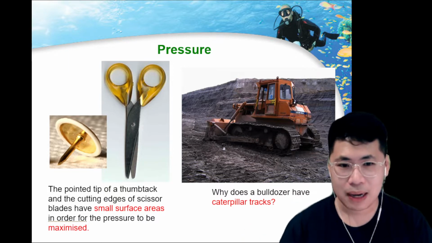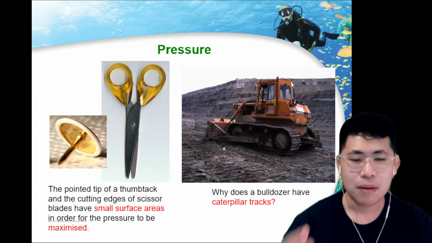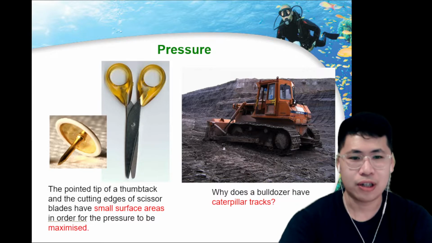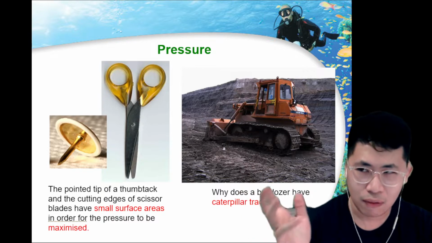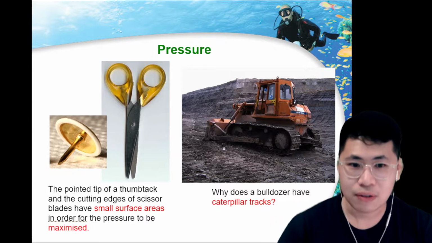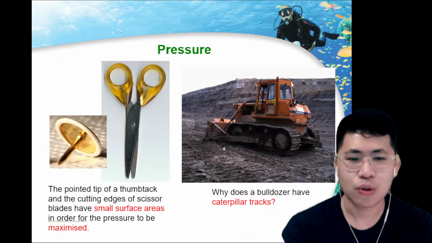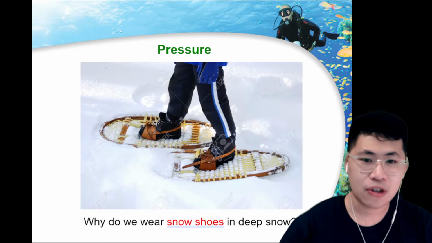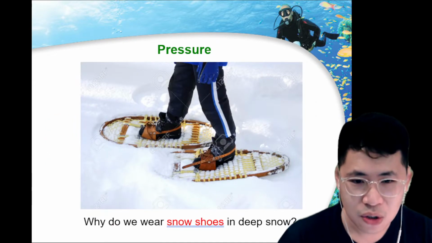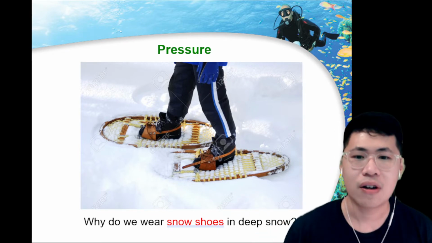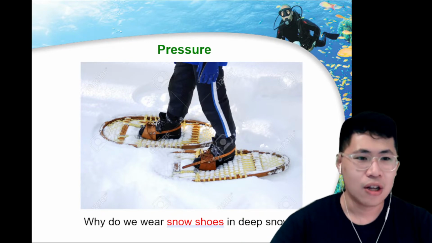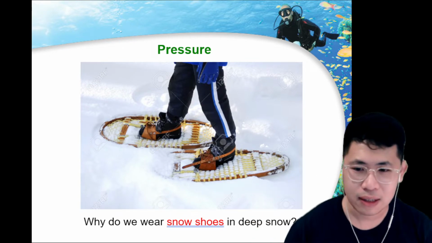In a similar manner, the bulldozer: why does it have caterpillar tracks? Because of the wide base area, the caterpillar tracks have low pressure, even though the bulldozer has a very high gravitational force. Because of that, the pressure is low, and the bulldozer can stay on unstable ground or soil or sand perfectly fine. One more application would be snowshoes. Why do we wear snowshoes in deep snow? Also because of pressure. We want to spread out the force over a large area so that we have low pressure and we don't sink in so much.